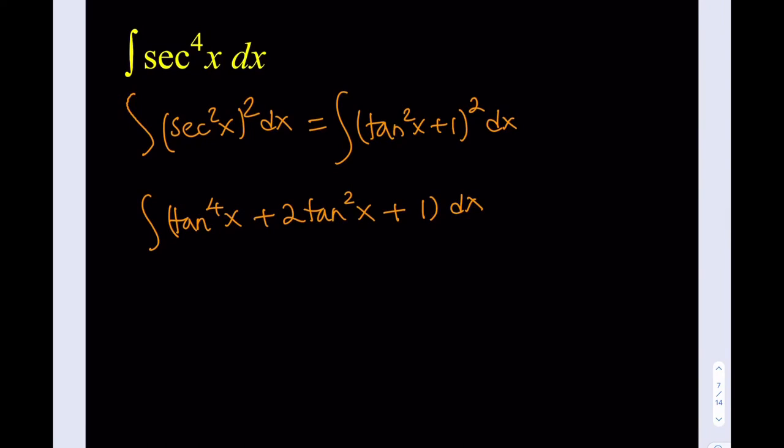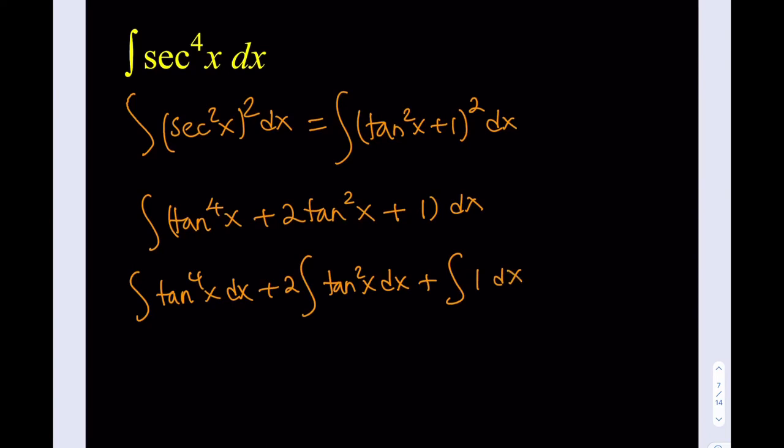We're going to separate them. So I get tangent to the fourth power of x dx plus 2 tangent squared x dx plus 1 dx. Beautiful. Now, do we know the integral of each piece? Yes, we do. If you remember, or just look it up or check the other video, the integral of tangent to the fourth power of x was tangent cubed x over 3 minus tangent x plus x. Awesome. What about the integral of tangent squared?